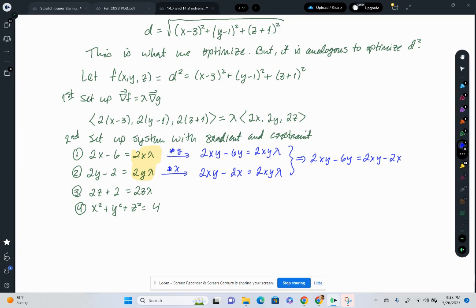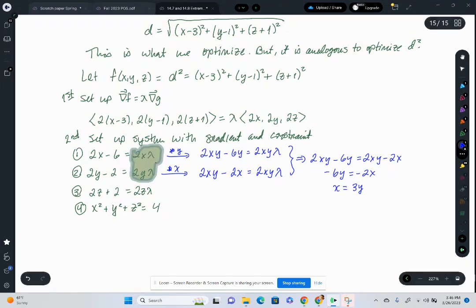If I move everything over to one side, the 2xy terms go away, so I'm left with minus 6y equals minus 2x. Solving for x, x is 3y. Now I have a relationship between x and y: x is 3 times y. Now I want to do the same sort of relationship with equations 2 and 3.